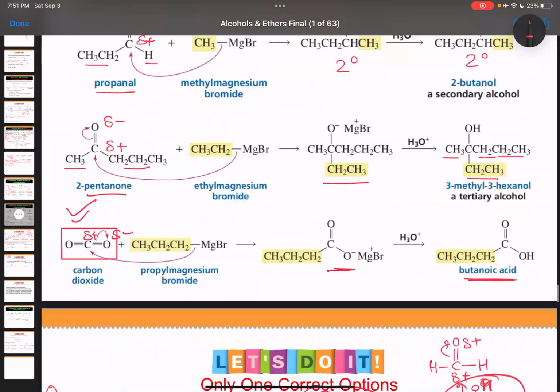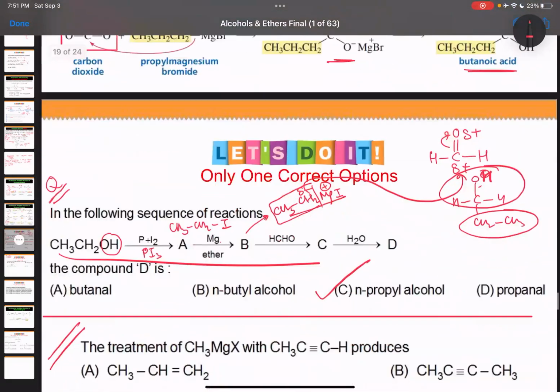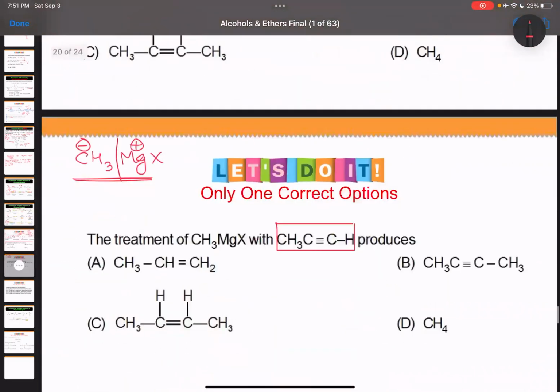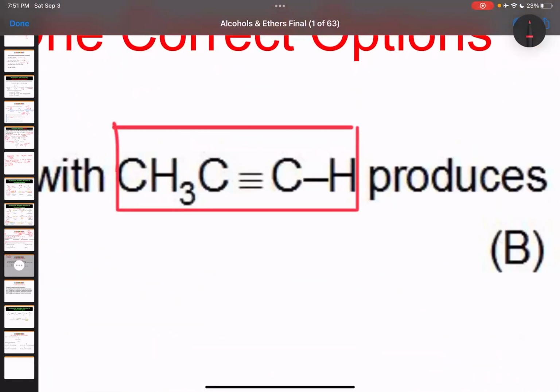So first of all, this is not a polar pi bond because the triple bond is between carbon and carbon. So both have the same electronegativity. There is no charge separation, positive or negative, on this triple bond. Okay. There is another thing. So this is not a polar pi bond. On molecules with a polar pi bond, we do addition reaction. But this is actually a special molecule.